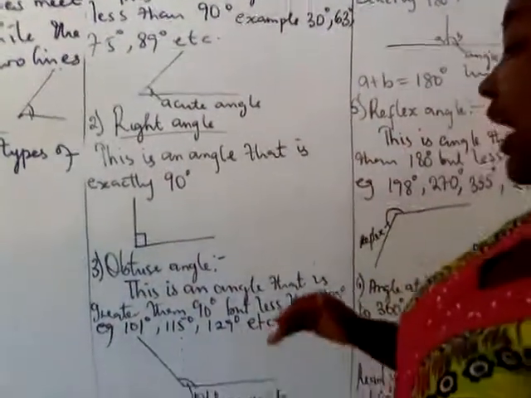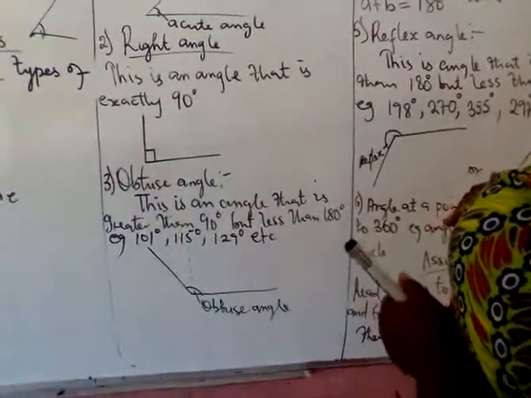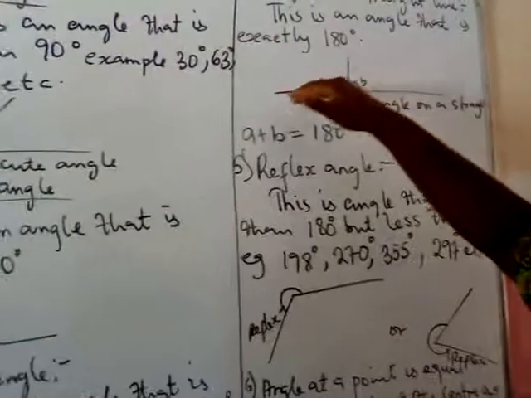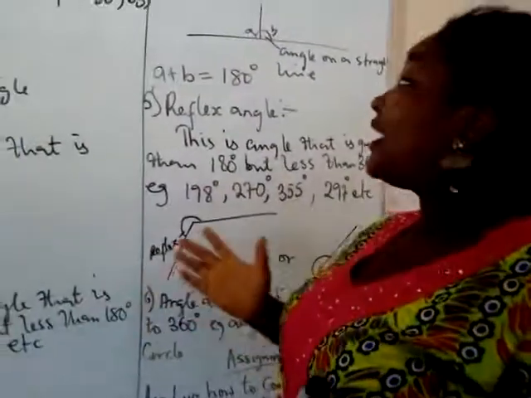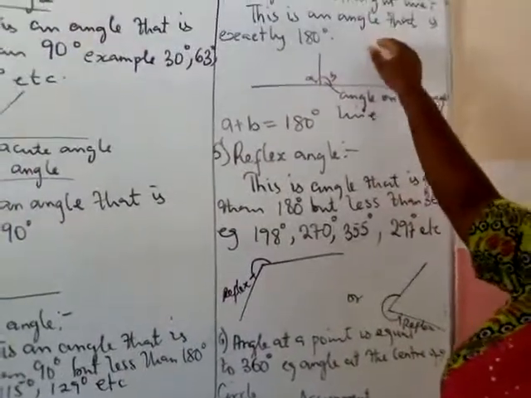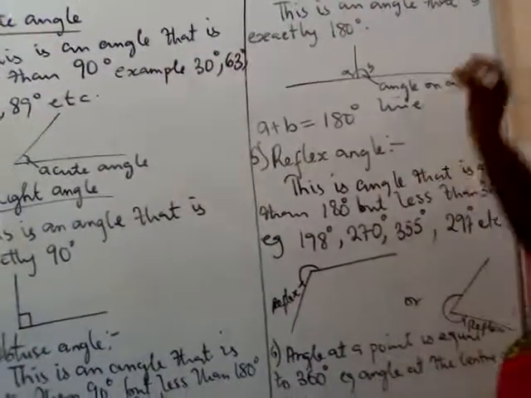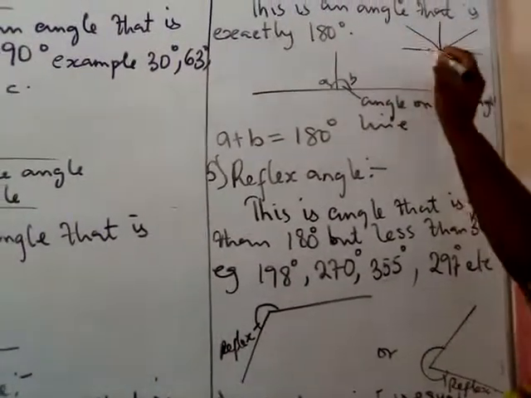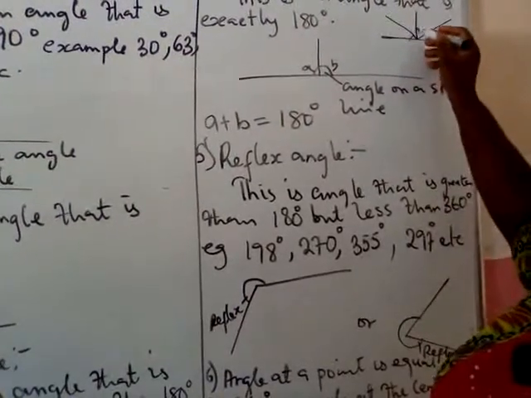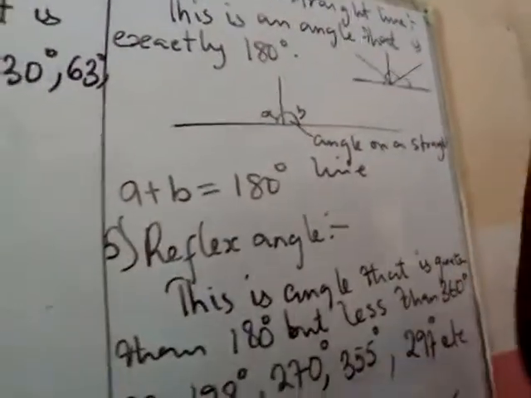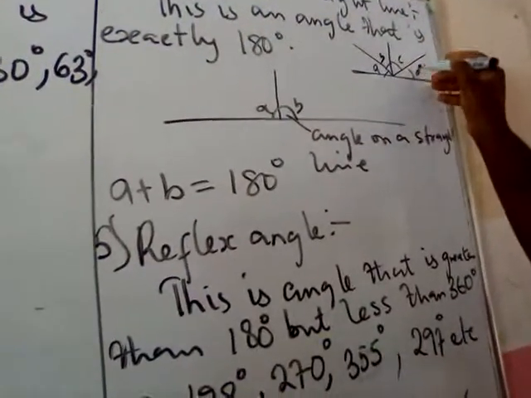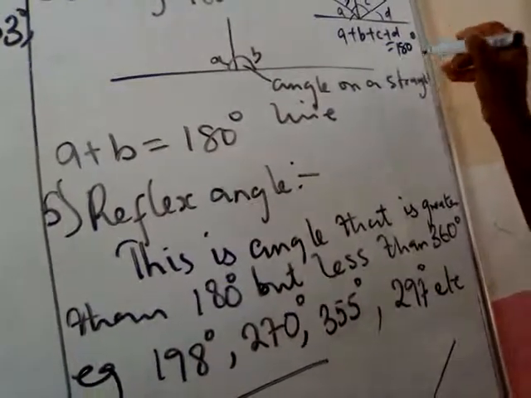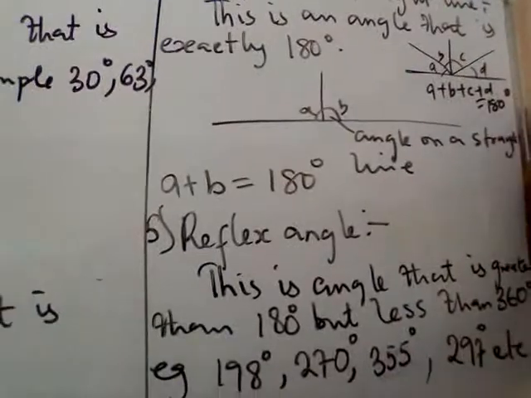We come to angle on a straight line. Now, from obtuse, it gets straight. When an angle is exactly 180 degrees, we say it's an angle on a straight line. Any straight line you see, whether it is divided into 3 or into 4, the most important thing is that the line is straight. It means that the sum of all these angles should give you 180 degrees. Here could be A, here B, here C, here D. We say A plus B plus C plus D is 180 degrees. Reason, all of them lie on a straight line.